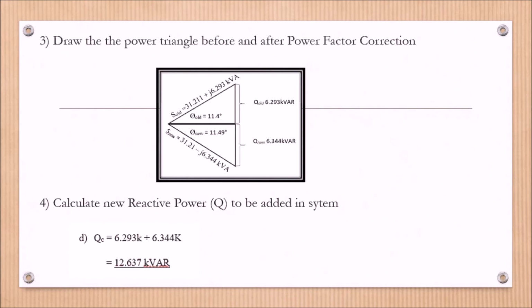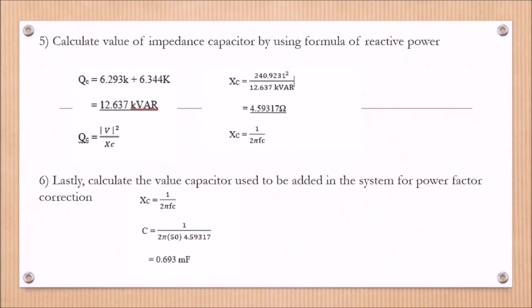Because the old one is on top, they need to go down, so we need to add a capacitor, QC equal to V square over XC. Lastly, we calculate the value of the capacitor to be added in the system for power factor correction.